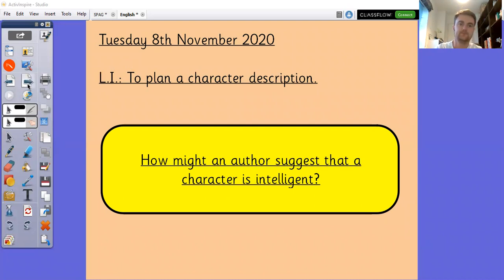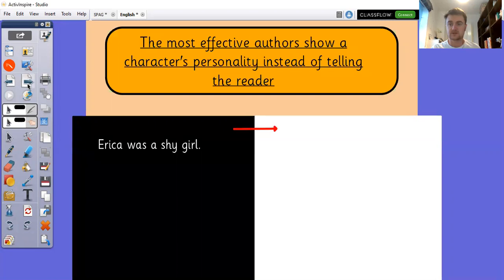So let's have a look and see what we're looking at today. Sometimes using the adjectives themselves can be really effective. But one of the ways that we can really show a deeper understanding of writing is to use examples instead. So here I've got, Erica was a shy girl. Now, I've had a go at changing that so that we've got a show don't tell approach to it. Have a go by yourselves first of all, and then compare yours to mine. Pause the video and try by yourself. How could we show that Erica was shy? What are things that shy people do?